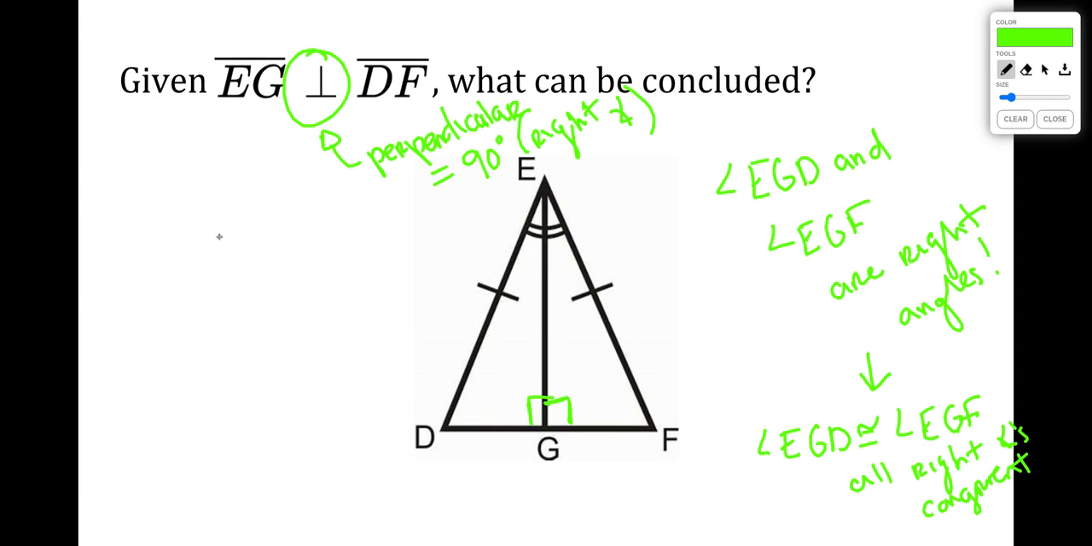Be careful. There are things that are called perpendicular bisectors. There's no symbol for that. This just means to us perpendicular. The only thing we know from this symbol is that 90-degree angle.